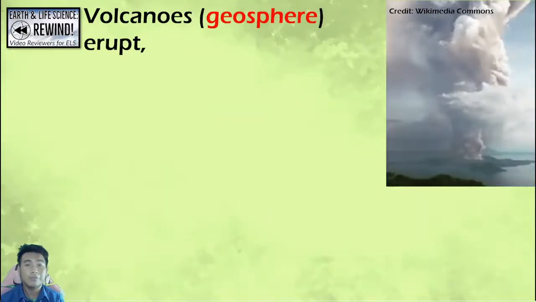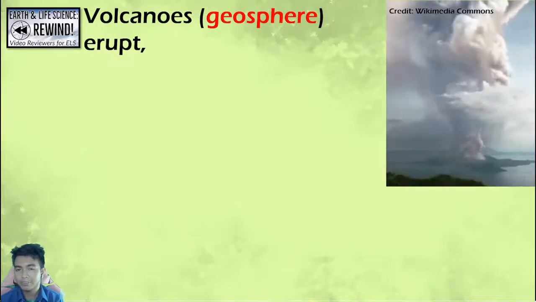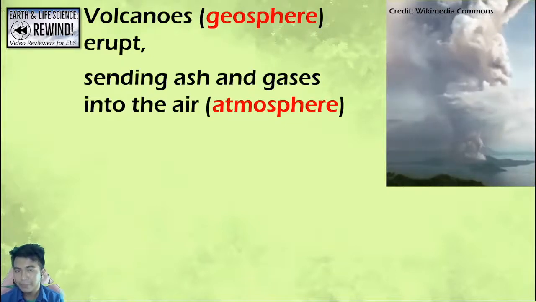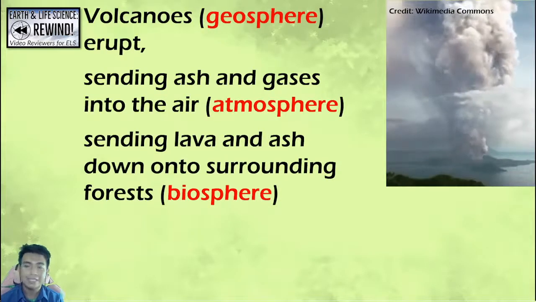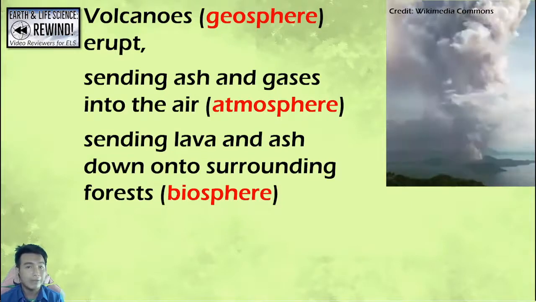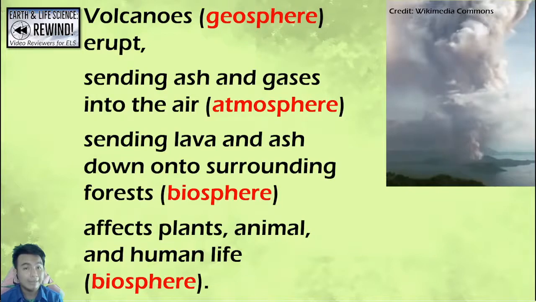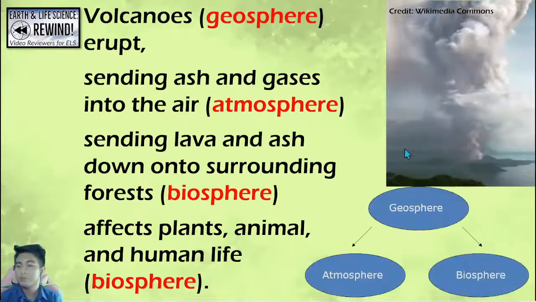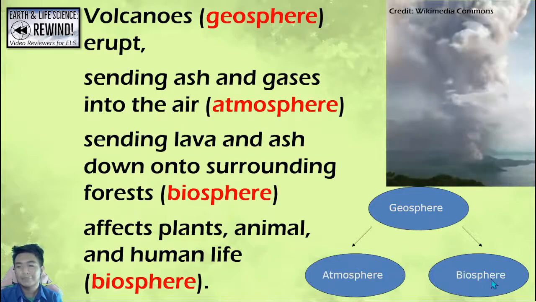Another phenomenon would be a volcanic eruption. Volcanic eruptions are geologic in nature, so they are part of the geosphere. But sending ash and gases into the air by the release of these volcanoes affects the atmosphere. Also, the lava, ash, and pyroclastic materials can destroy forests and cause the death of animals and other life forms. So it affects the biosphere. Not only that, it affects the habitat and the ecosystems as well on a larger scale. So you can write this as geosphere affecting atmosphere and biosphere.